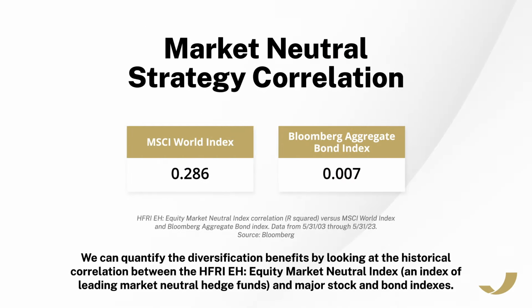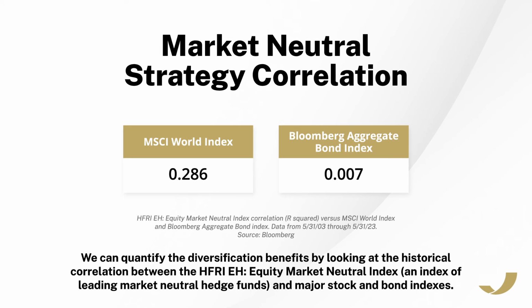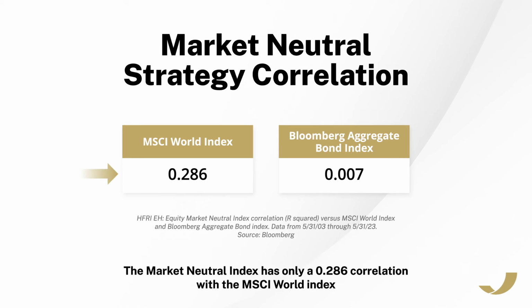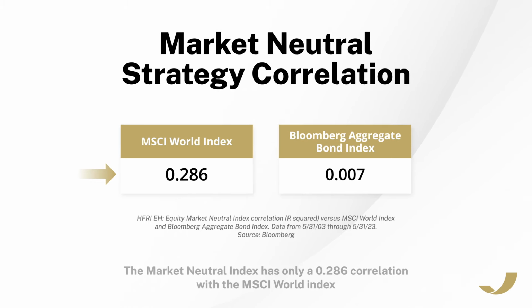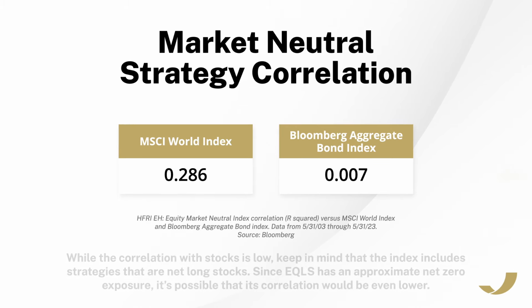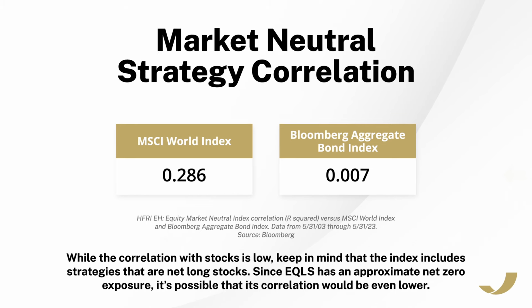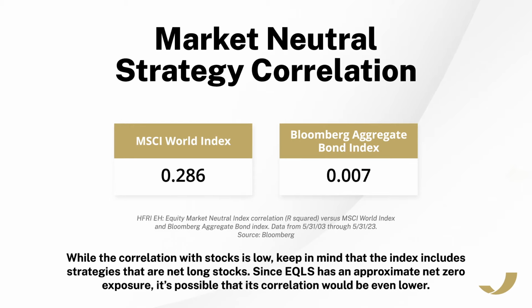We can quantify the diversification benefits by looking at the historical correlation between the HFRI-EH Equity Market Neutral Index and an index of leading market neutral hedge funds. The Market Neutral Index has only a 0.286 correlation with the MSCI World Index and a 0.007 correlation with the Bloomberg Aggregate Bond Index. While the correlation with stock is low, keep in mind that the index includes strategies that are net long stocks. Since EQLS has an approximate net zero exposure, it's possible that its correlation would be even lower.